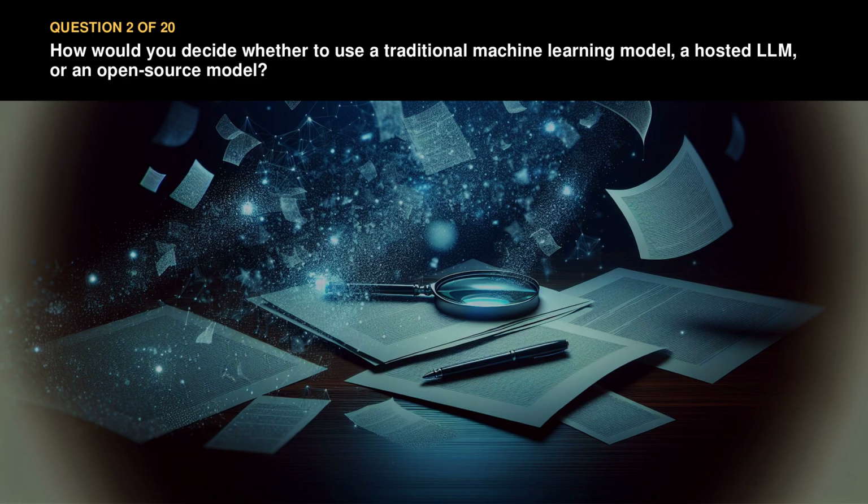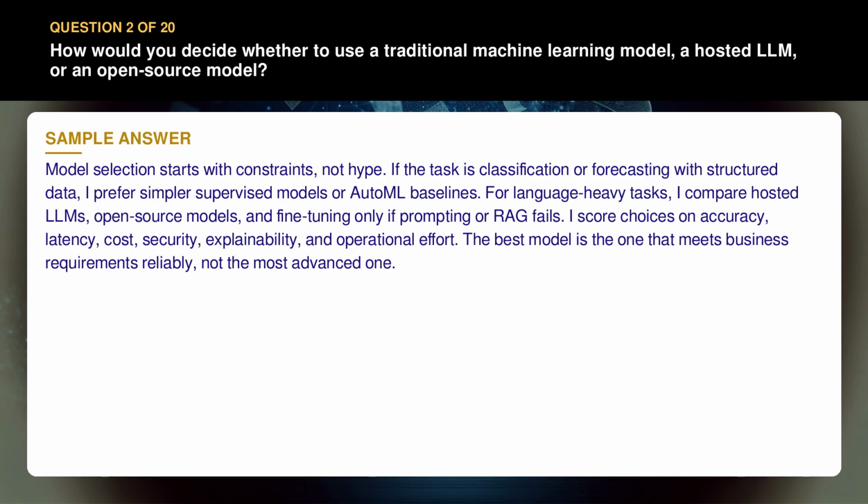Question 2. How would you decide whether to use a traditional machine learning model, a hosted LLM, or an open source model? Model selection starts with constraints, not hype. If the task is classification or forecasting with structured data, I prefer simpler supervised models or AutoML baselines. For language-heavy tasks, I compare hosted LLMs, open-source models, and fine-tuning only if prompting or RAG fails.